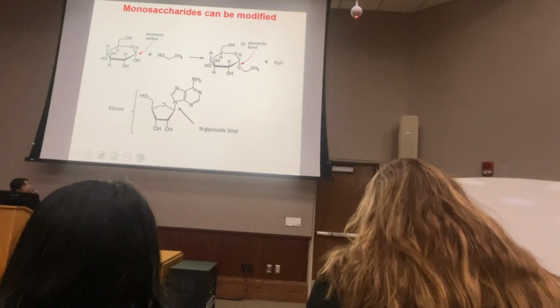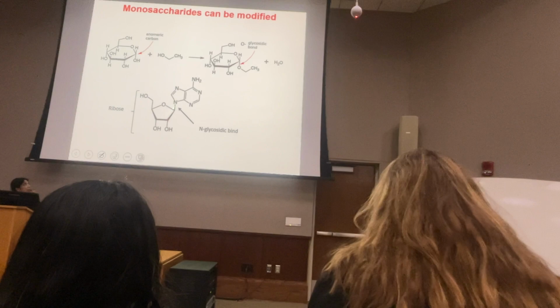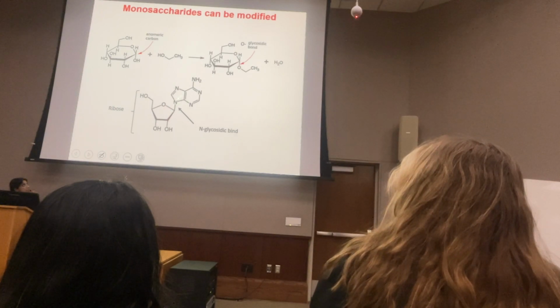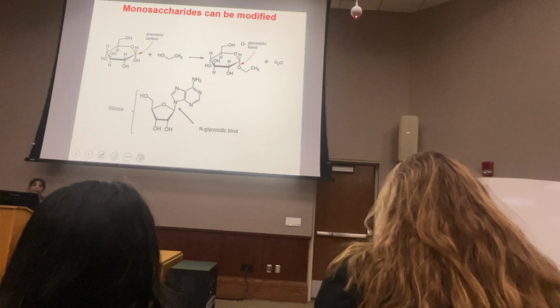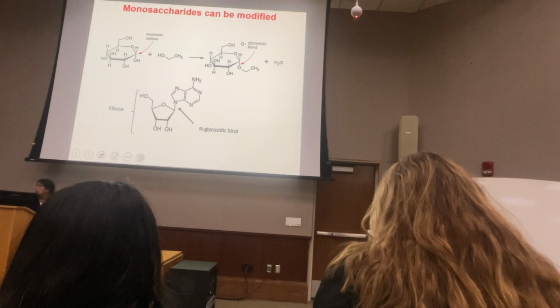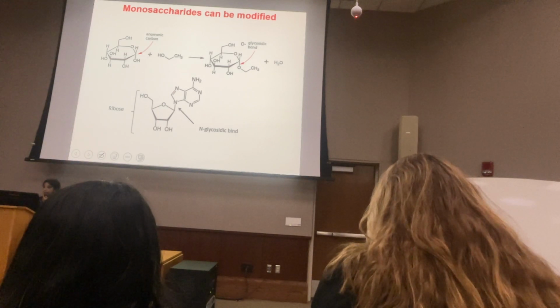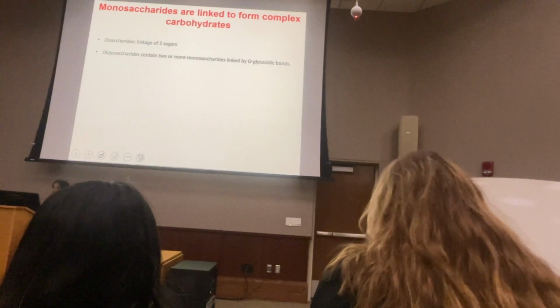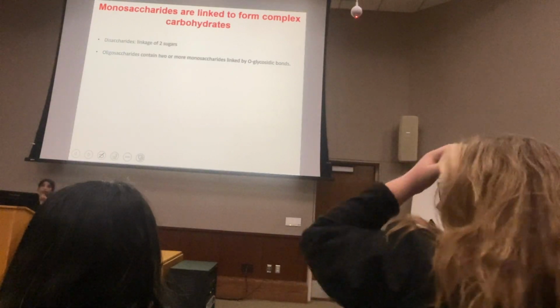This is your sugar, right? This is one of the ones you need to know. This is a sugar attached to a base. The linkage is through the nitrogen, so it's called an N-glycosidic bond. All right, O and N. Okay, so that's all monosaccharides.